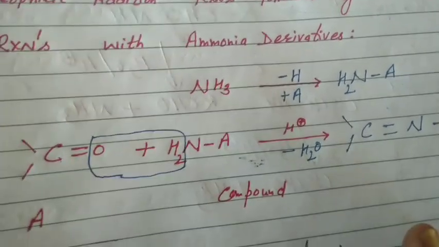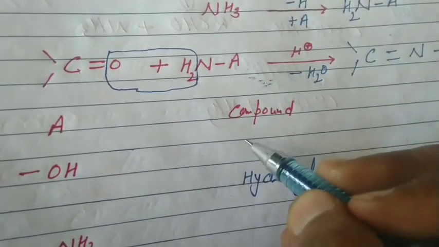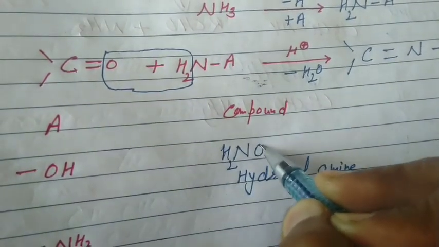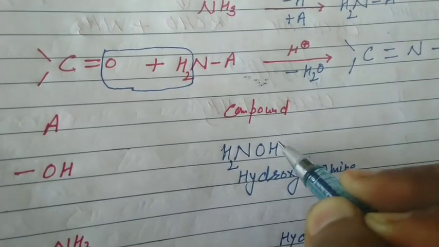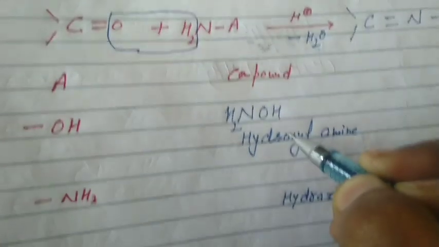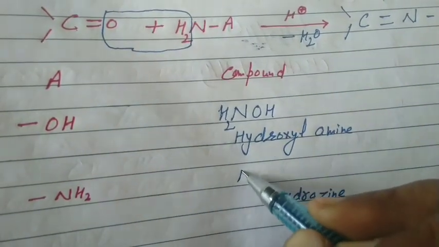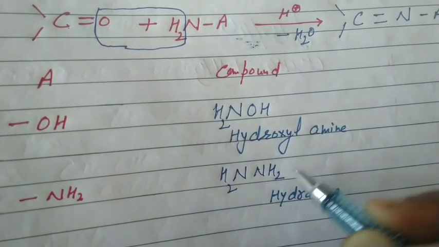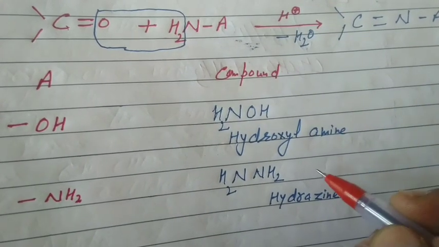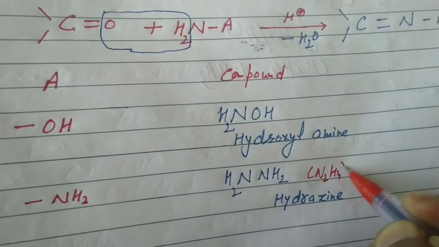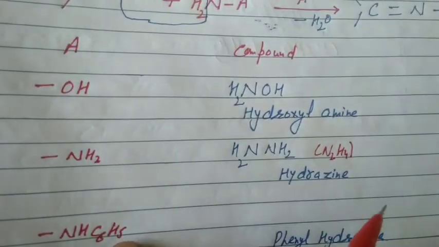Now students, A may be OH. If A is OH, it means the compound is NH2OH, that is hydroxylamine. A may be NH2, it means the compound is NH2NH2, or you can say N2H4, that is hydrazine. Next, A may be NHC6H5.